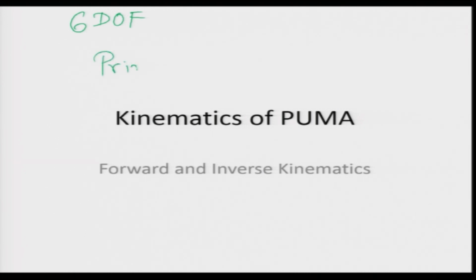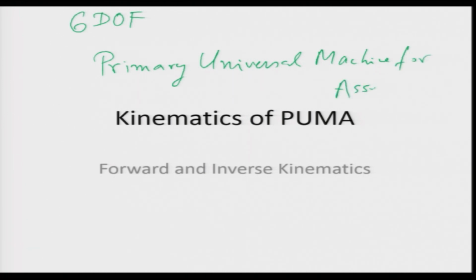So, it is primary universal machine for assembly. That is where the name PUMA comes from, and this was made about 1960 by the company Unimation.